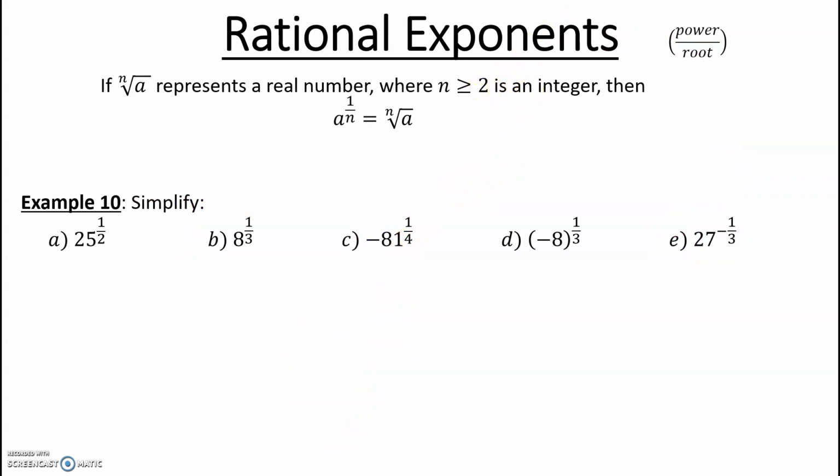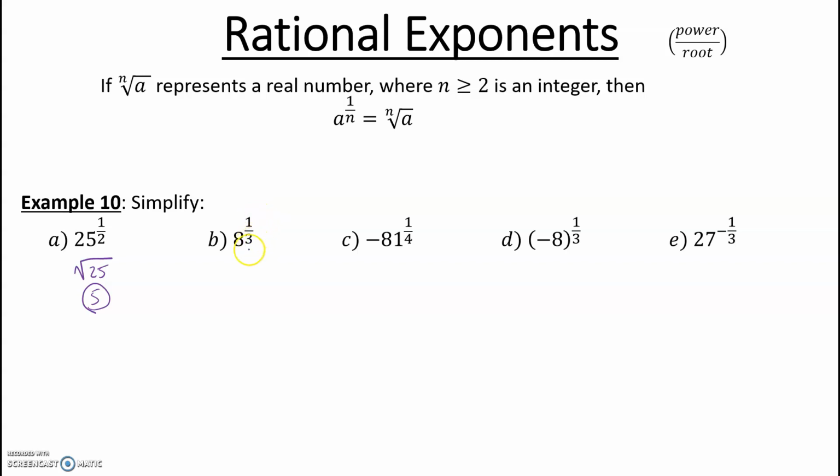Rational exponents. So I always read it as power over root. If you have a rational, a fractional exponent, what's up top is the power you're raising it to, and the bottom is the root you're taking. So you would read this as a square root. This is really the square root of 25 because we're raising it to the first power, which is 25, and we're taking the square root. So your answer would be 5.